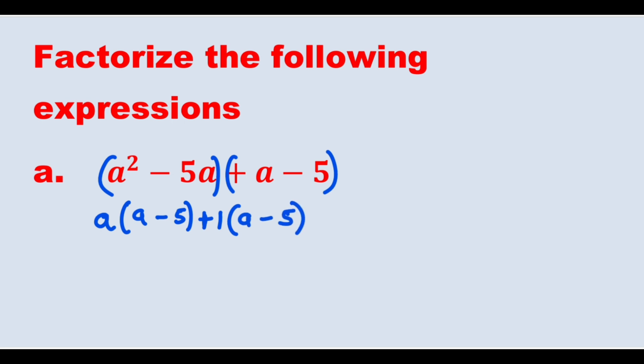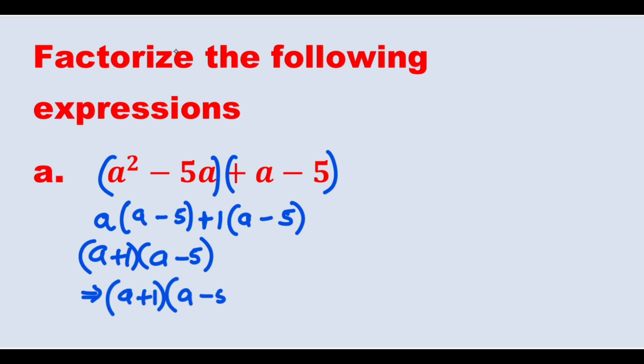So now pick what is outside the bracket. It is a plus 1 into a minus 5. So therefore that bracket will now become a plus 1 into a minus 5 as the correct factorization.